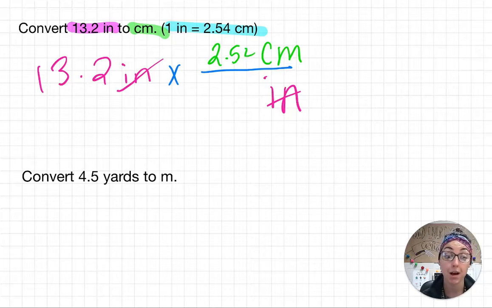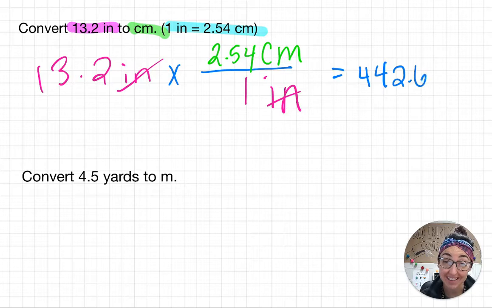According to the problem, there's 2.54 centimeters in every 1 inch. This is super easy. All you have to do is put that in your calculator, and you should get 44.26 centimeters. But let's talk sig figs really quick.